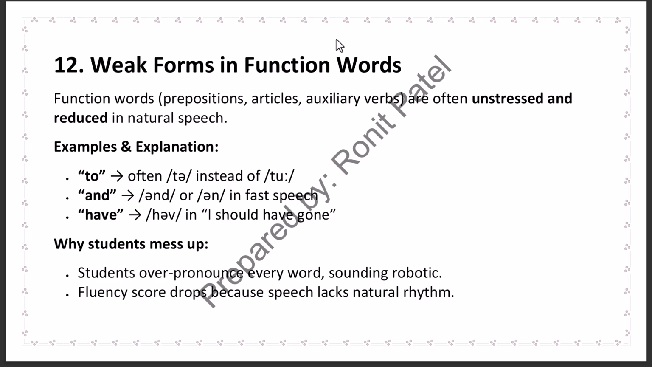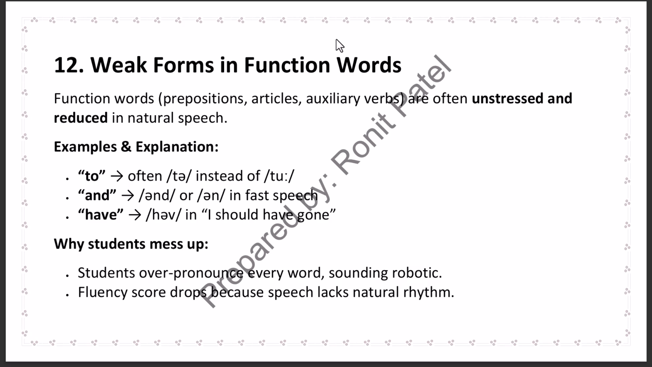Now this slide reveals one of the strongest secrets of natural fluency, weak forms. In real English speech, small grammar words become soft and reduced. For example, to and have. But many learners pronounce them too clearly, and suddenly speech sounds heavy, slow, and robotic.